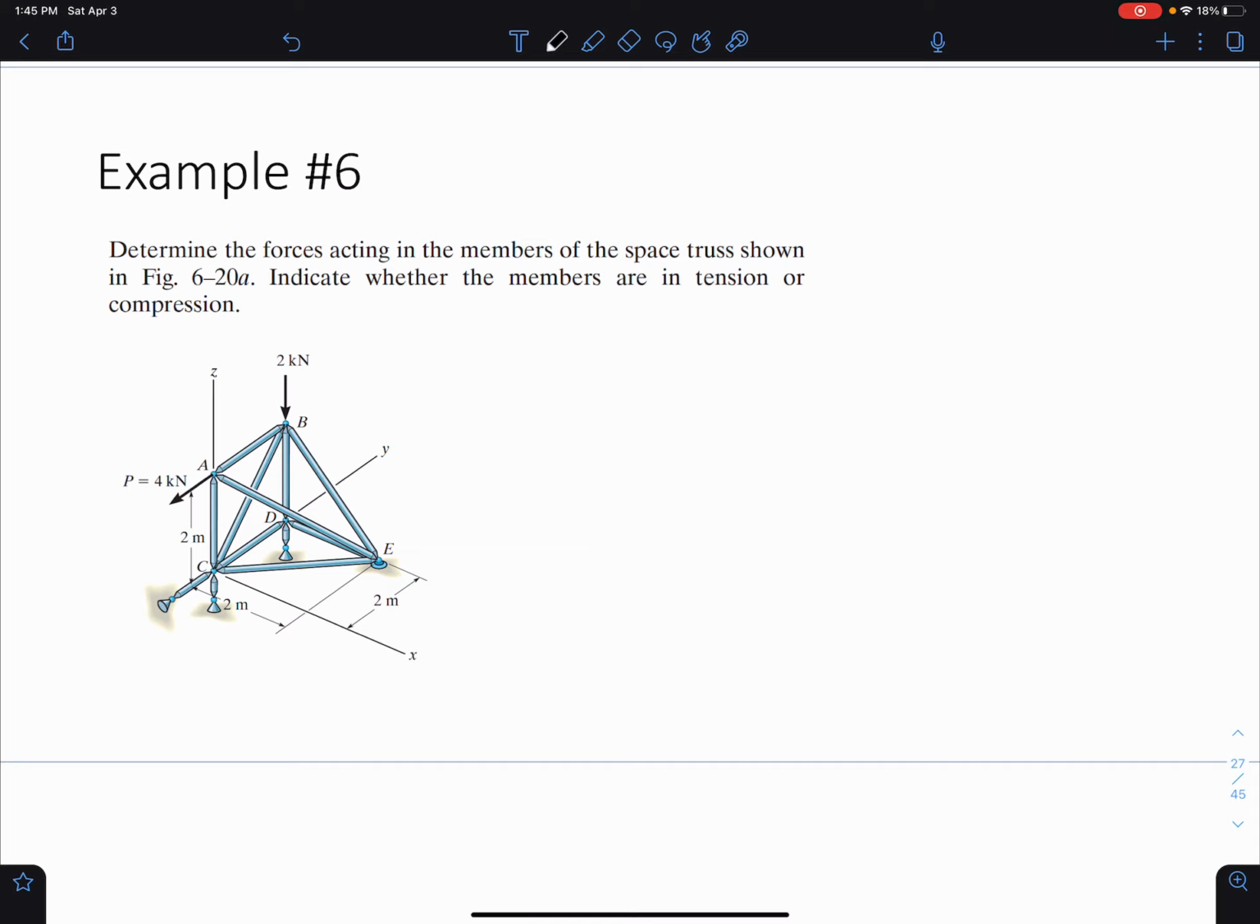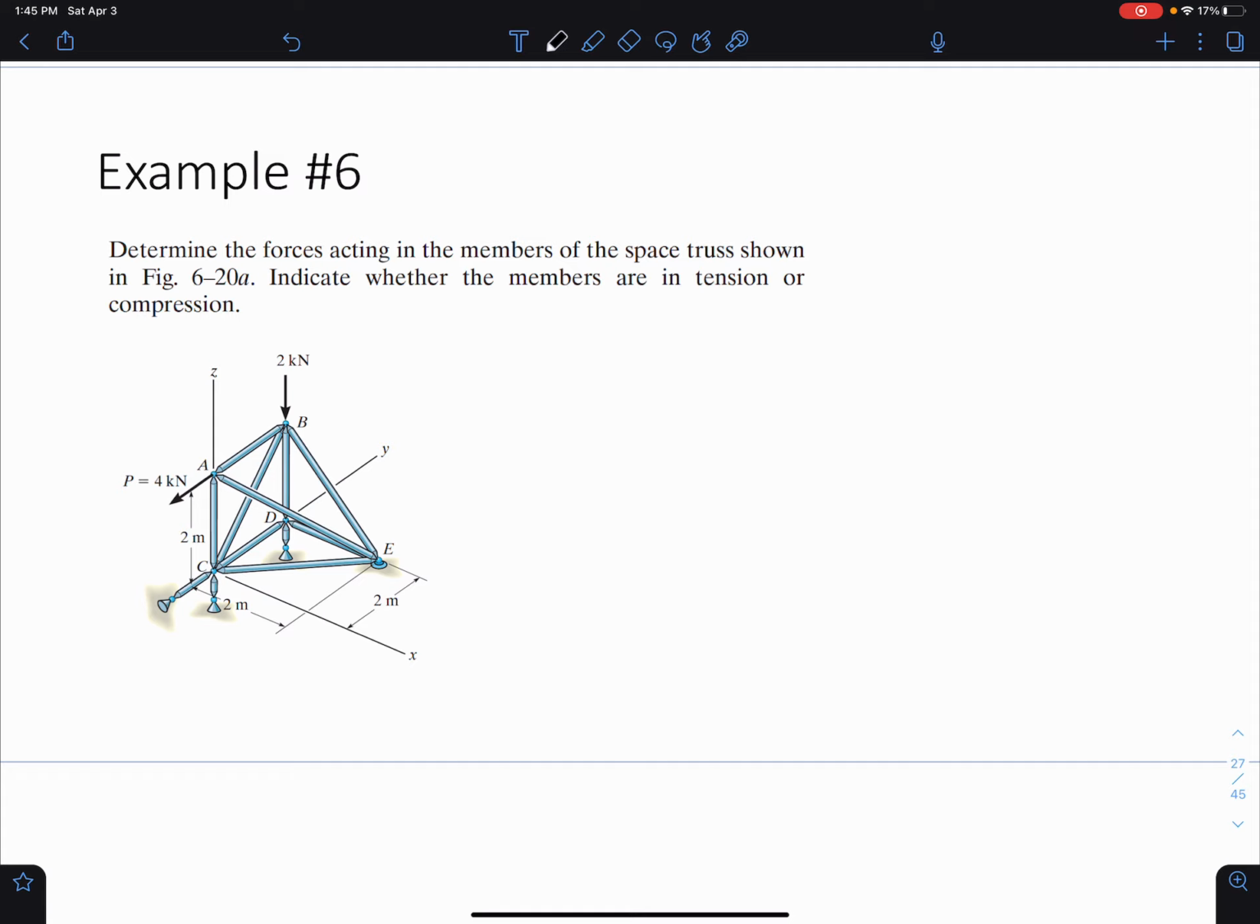The only difference really is that we now have a third equation of equilibrium to deal with when we're using method of joints. Because if you remember, for 2D systems, we only had summation of forces in the X and summation of forces in the Y. But now for method of joints for space trusses, we have summation of forces in the X, summation of forces in the Y, and now we have summation of forces in the Z, of course.